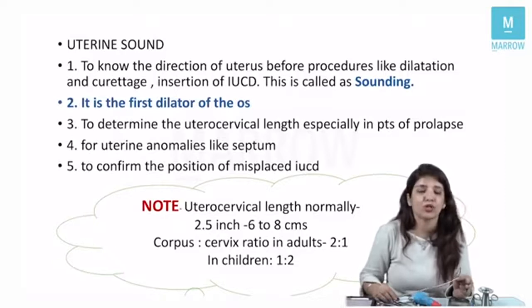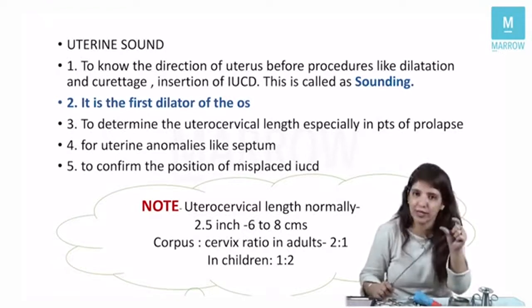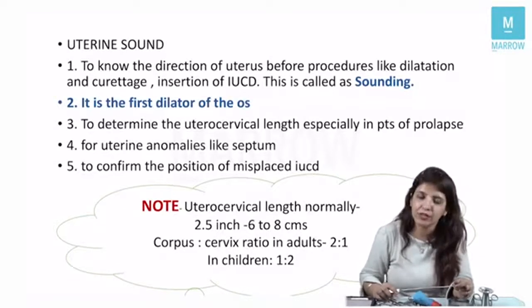The second thing they can ask you is, what is the corpus to cervix ratio in adults? So the corpus is the uterine body. The corpus to cervix ratio in adults is 2:1, or it can be 3:1 also.